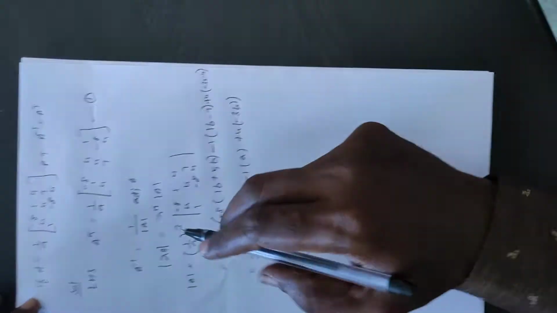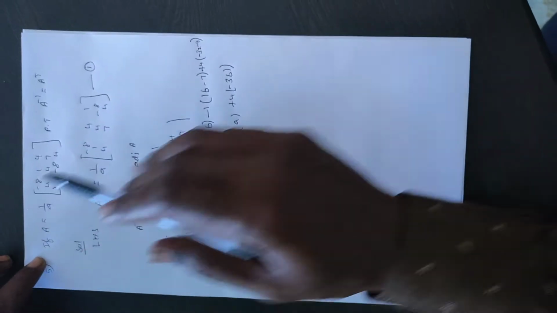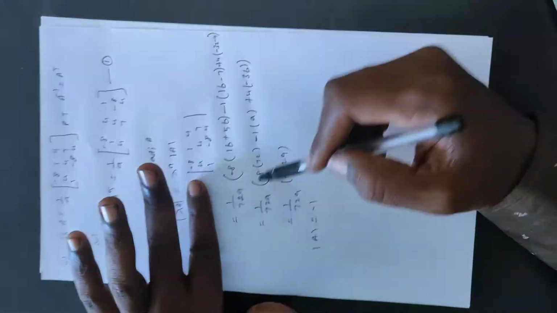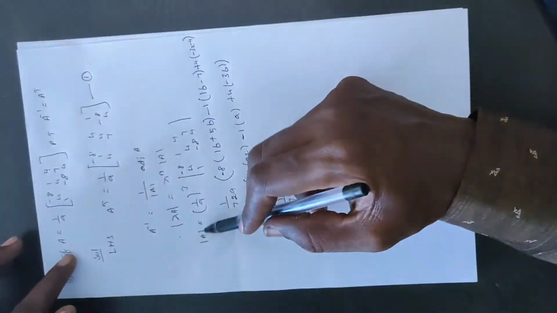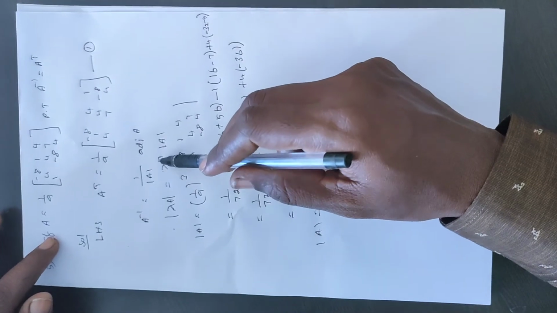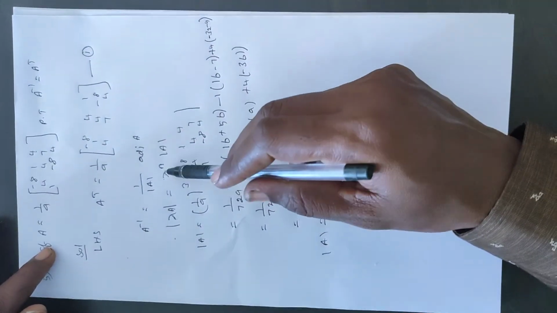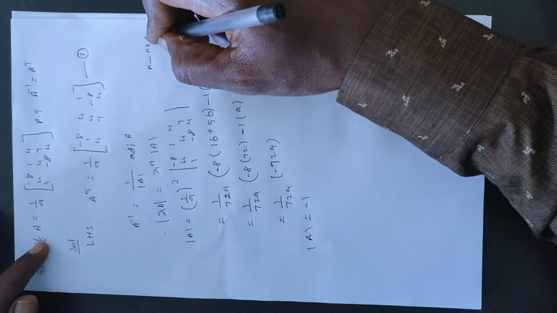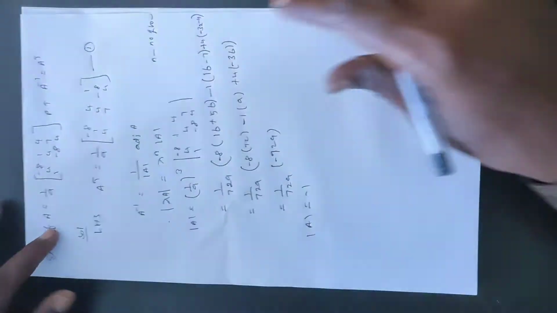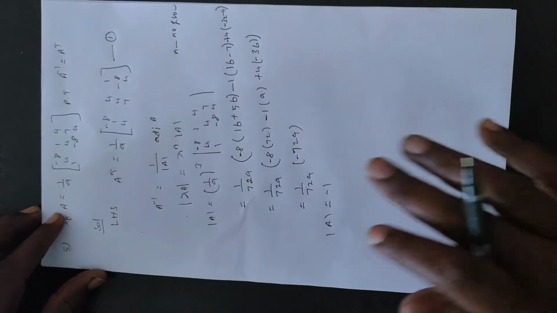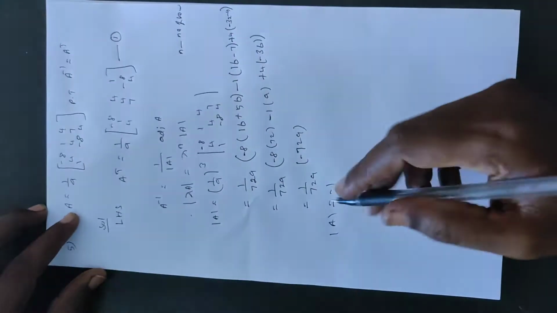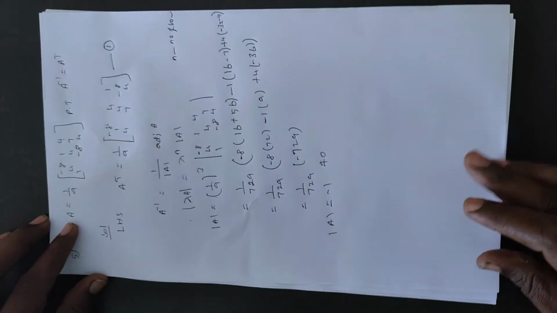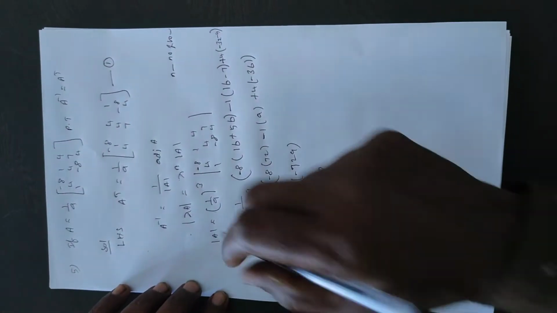We learn this new thing only because of the constant term. If there is no constant term, we can directly write this step. If any constant term is there, when taking the modulus we write lambda power n, where n represents the number of rows or columns, because both should be equal. So modulus of A is minus 1, which is not equal to 0, so the inverse exists.